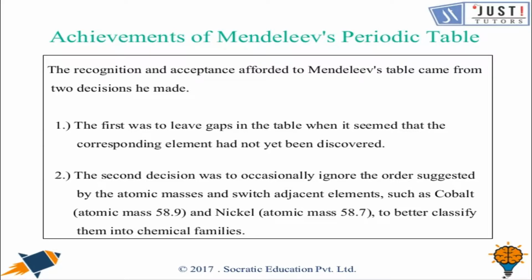Now, what are the achievements? The recognition and acceptance afforded to Mendeleev's table came from two decisions he made. The first was to leave gaps in the table when it seemed that the corresponding element had not yet been discovered. The second decision was to occasionally ignore the order suggested by the atomic masses and switch adjacent elements, such as cobalt, whose atomic mass is 58.9, and nickel, whose atomic mass is 58.7, to better classify them into chemical families.